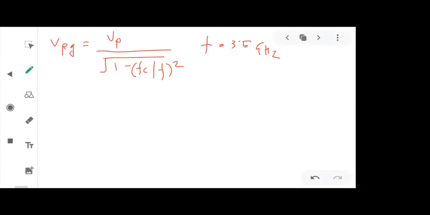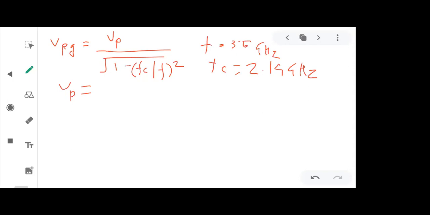And the cutoff frequency was 2.14 gigahertz. Okay, so fc is 2.14 gigahertz from the last calculation. So now first we'll calculate what is the phase velocity in a given medium. The medium inside the waveguide is air. So now let us consider that your wave is propagating in an air medium.